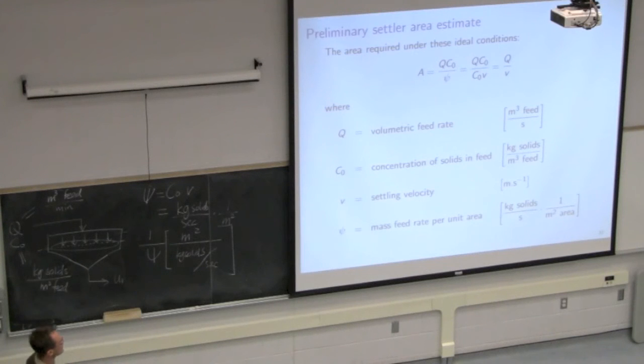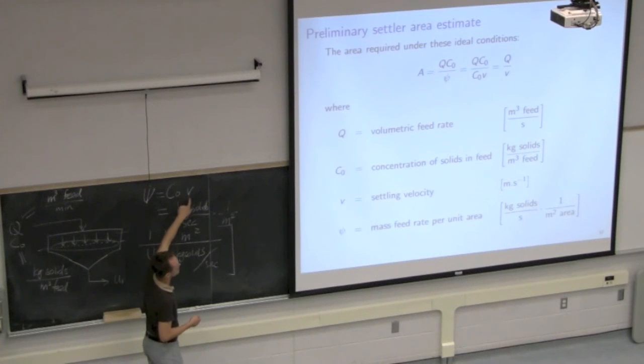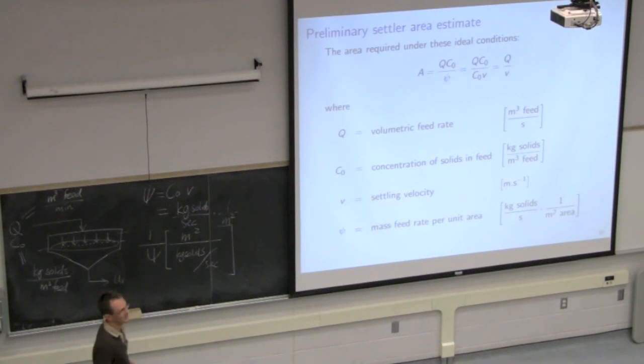Now we can simplify that equation because we know that psi is C naught times the terminal settling velocity. And so substituting that into that equation gets me my area as Q, the volumetric feed coming into my vessel, divided by the settling velocity. And so that's why we do our lab tests. The lab test finds me V. Q I know is a design variable that I need to size the unit for. Once I have Q and V, I can then calculate the size of my vessel.